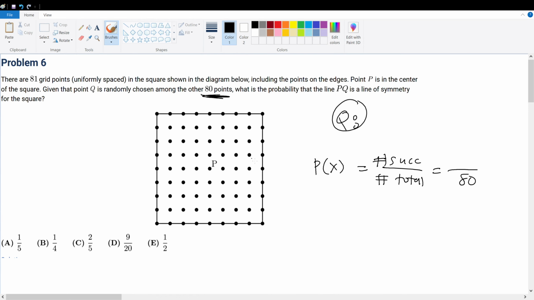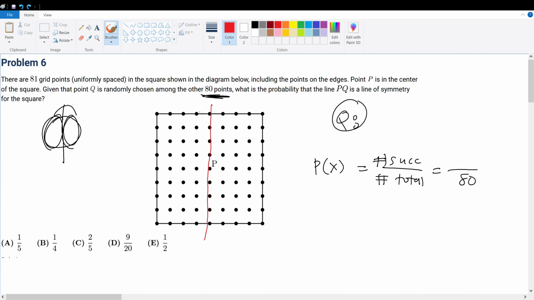Well, we know that PQ is a line of symmetry. And what is a line of symmetry? If I have a random shape, a line of symmetry is where if I reflect this shape across this line, I will get the exact same thing. So with this understanding, I'll draw my lines of symmetry in red. Let's assume I have this line. That is obviously a line of symmetry, right? Because if I reflect this shape to here, it's the exact same thing.